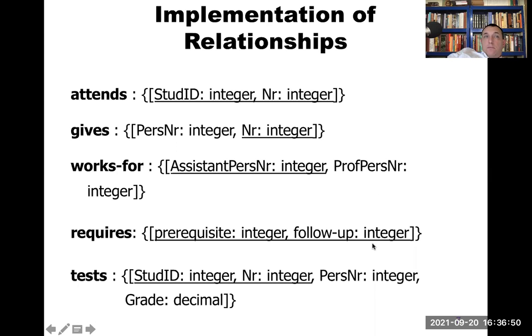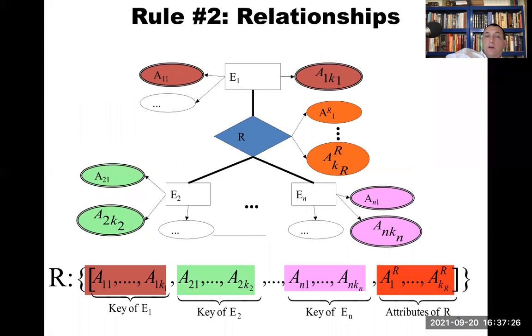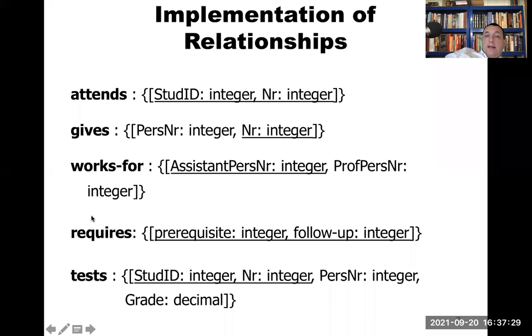The only subtle thing is what attributes, what are the keys. Let's see. Attends has everything marked as a key: stud ID, and number. The same for requires, prerequisite, and follow-up. And other tables are not. So not all the fields, not all the attributes in other tables are marked as a key. So let's look what's in common in attends and requires.